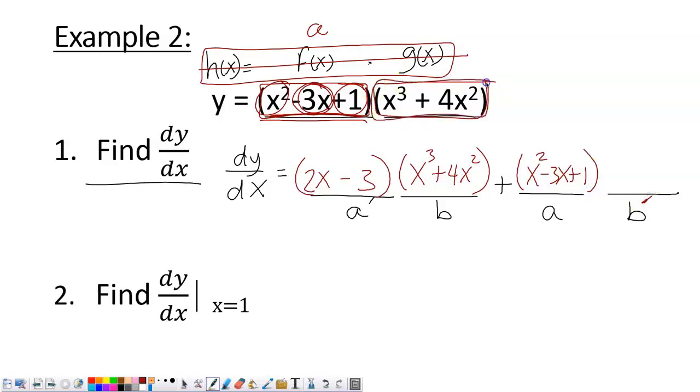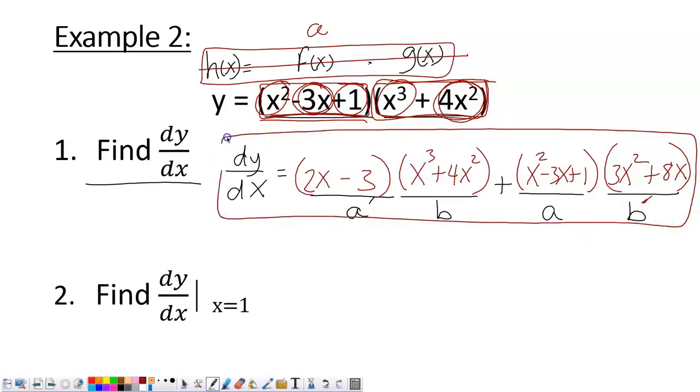So now we're going to do the derivative of B. The derivative of B would be the derivative of that plus the derivative of that. So the derivative of x cubed is 3x squared. And the derivative of 4x squared is 8x. Okay. And that's where we're going to go ahead and stop. We're not going to go any further than that. And that's our answer. Now that looks really ugly, but that's our answer. Clean this up a little bit.